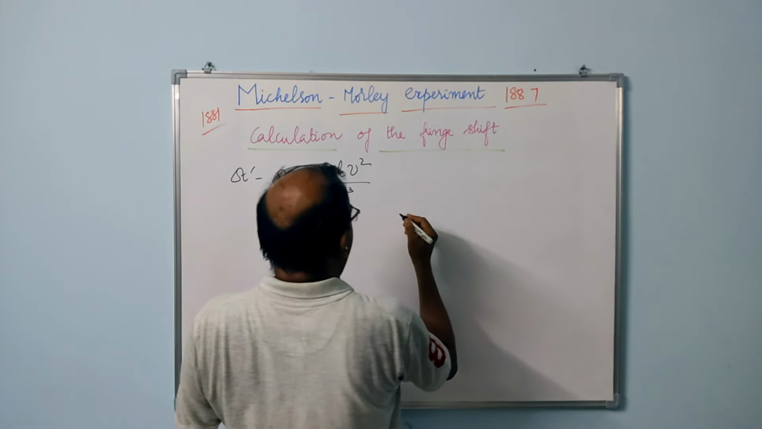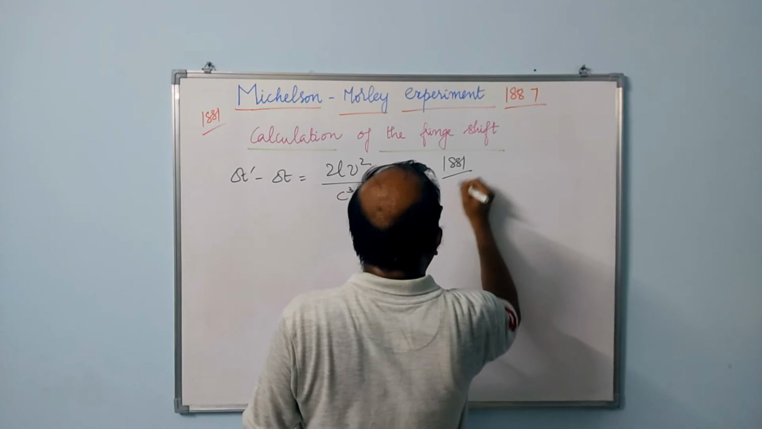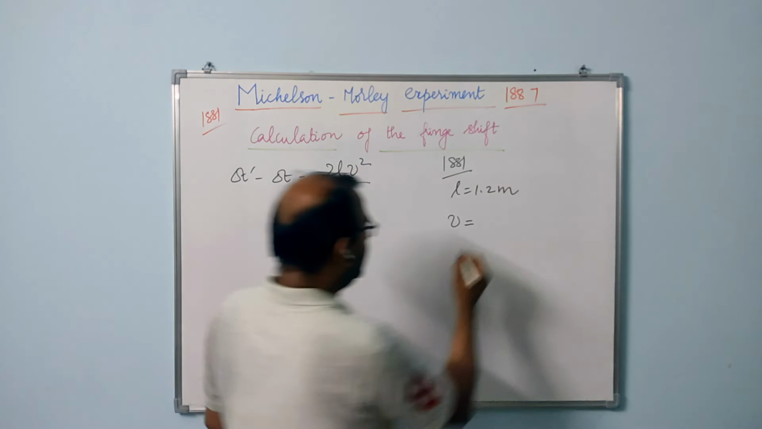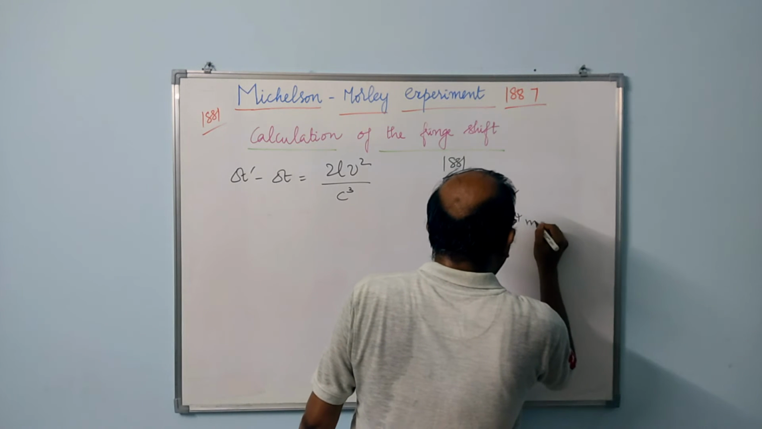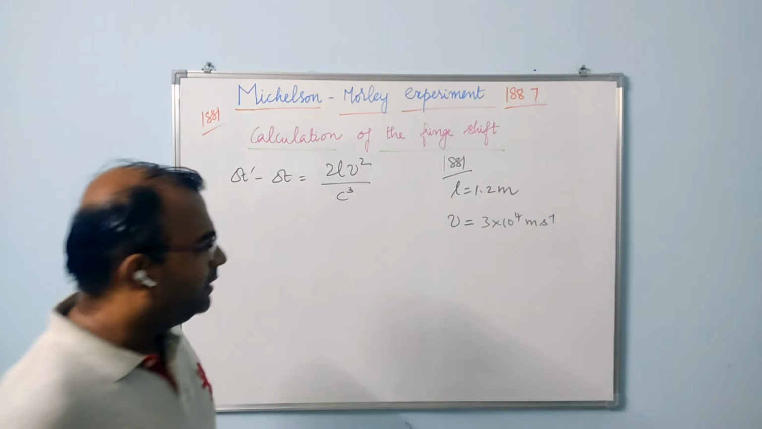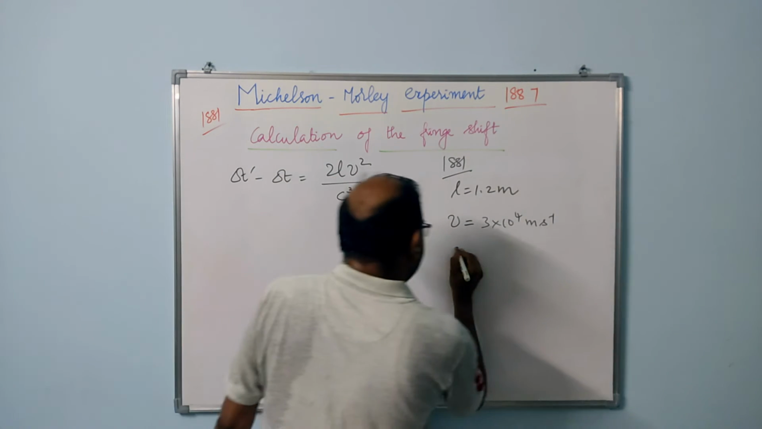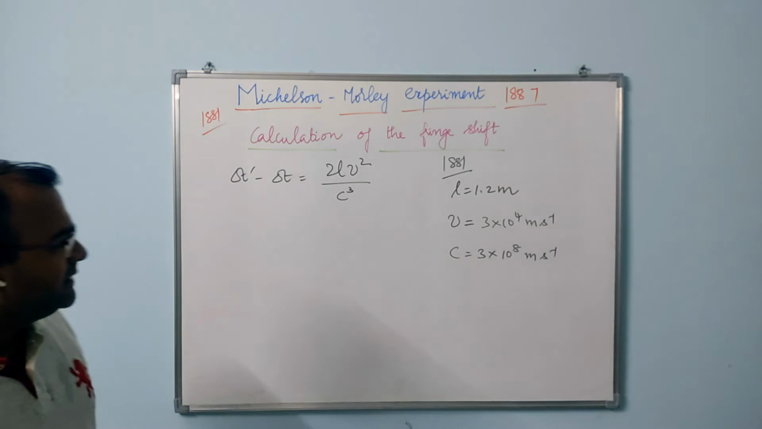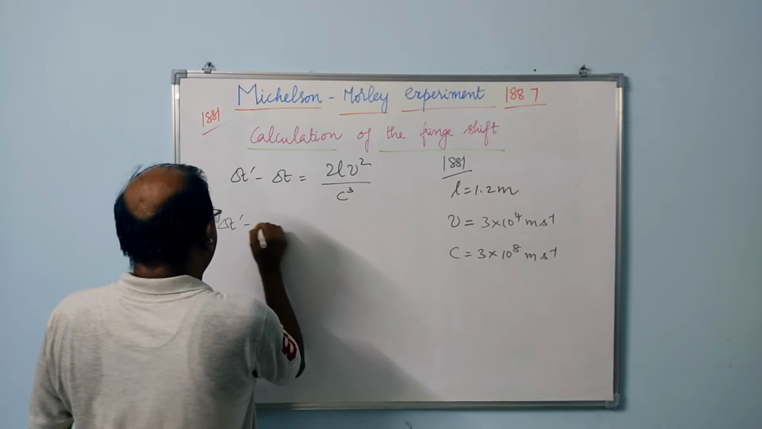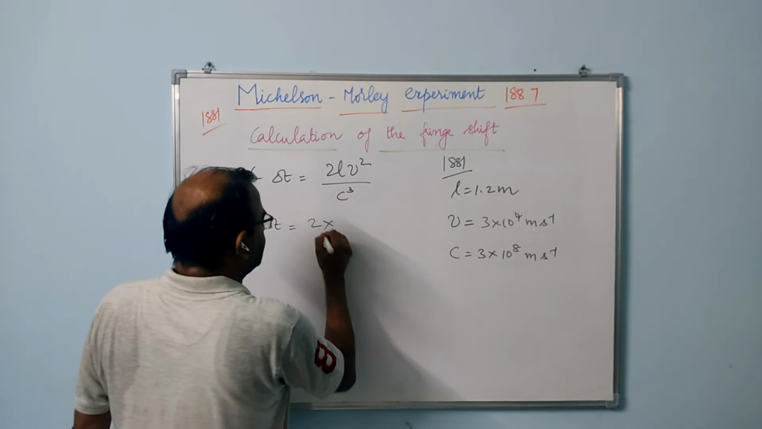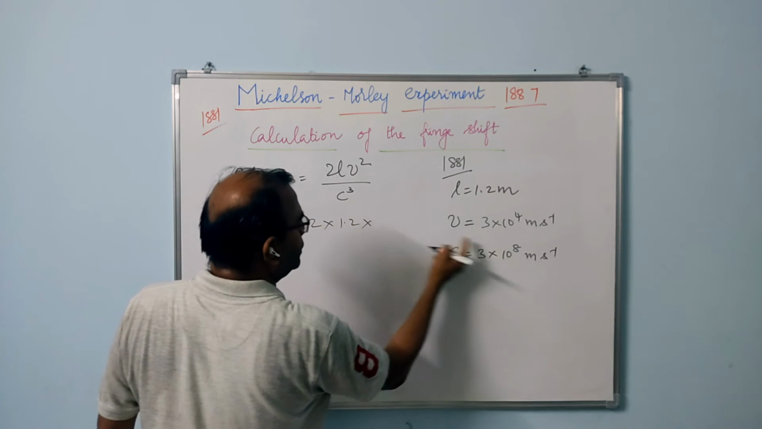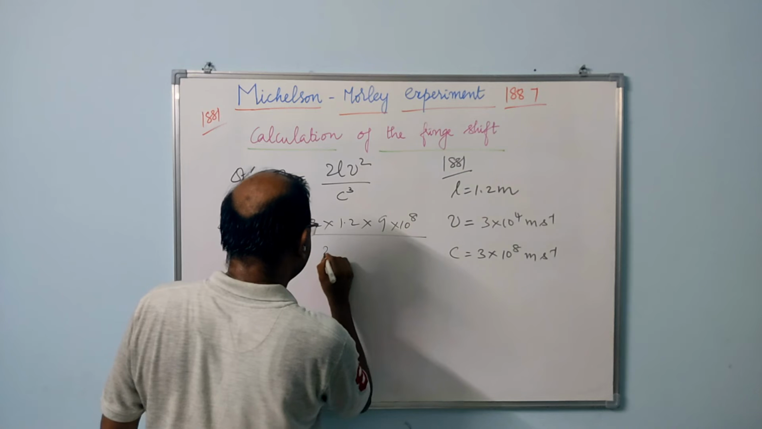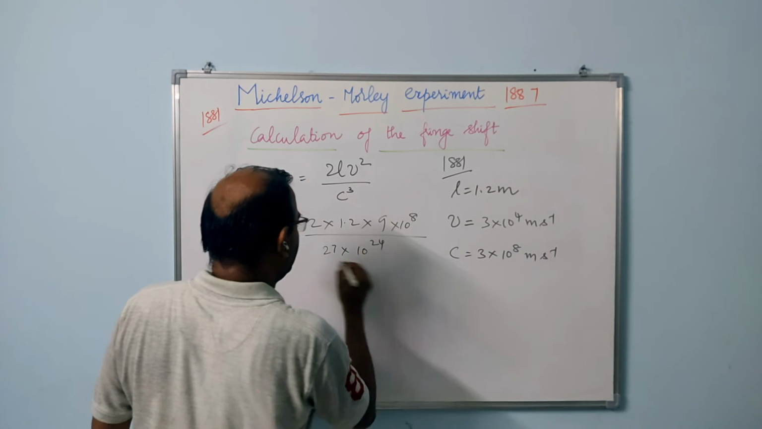So I already mentioned that in the 1881 experiment, L was taken to be 1.2 meters. V is the velocity of the earth around the sun, that is 3 into 10 power 4 meters per second, or 30,000 meters per second. And c is the velocity of light in free space, that is roughly taken to be 3 into 10 power 8 meters per second. So if you plug in these numbers here, we would get 2 into 1.2 into square of v, which is 9 into 10 power 8, over cube of c, which is 27 into 10 power 24.